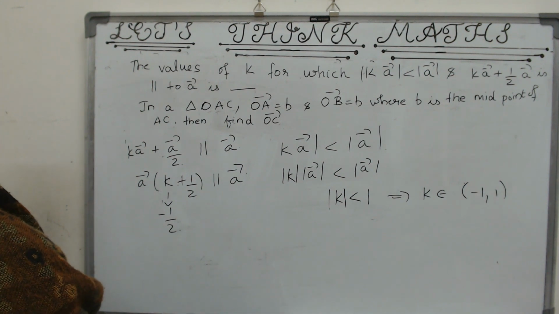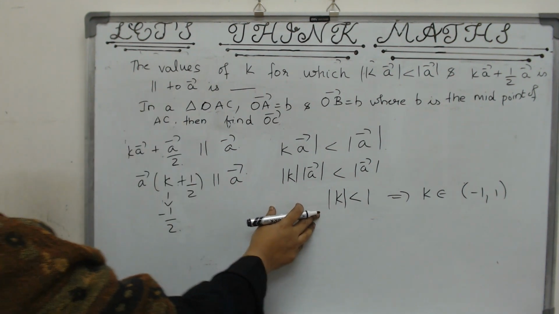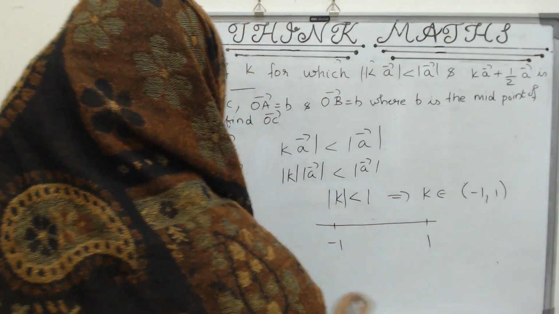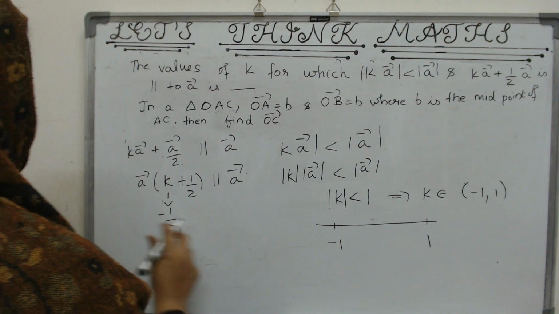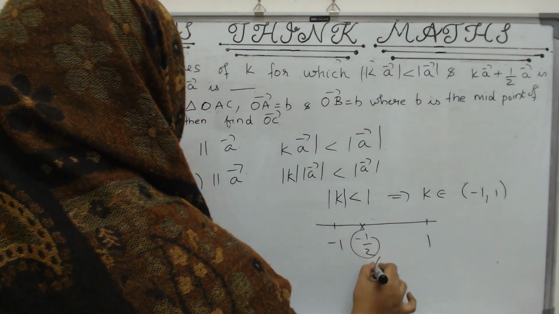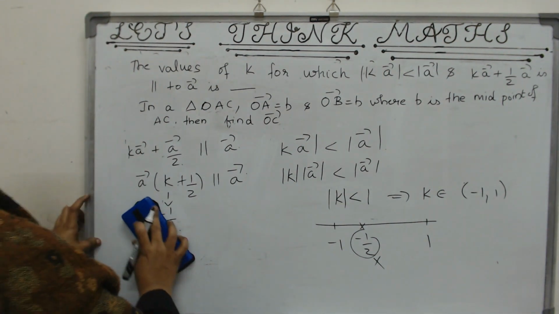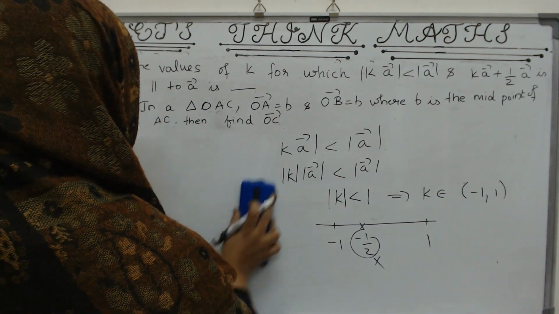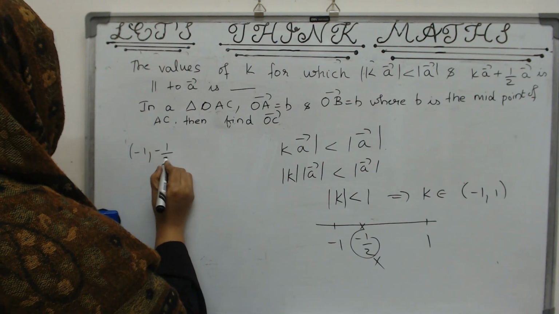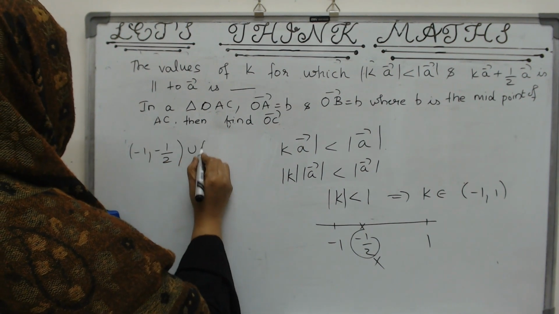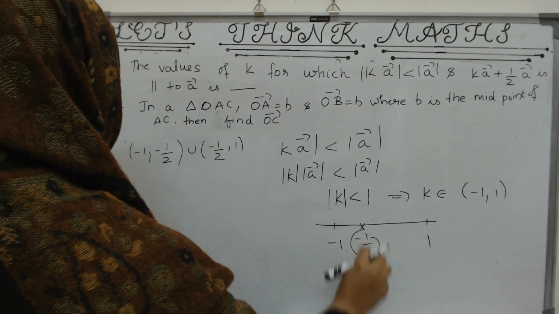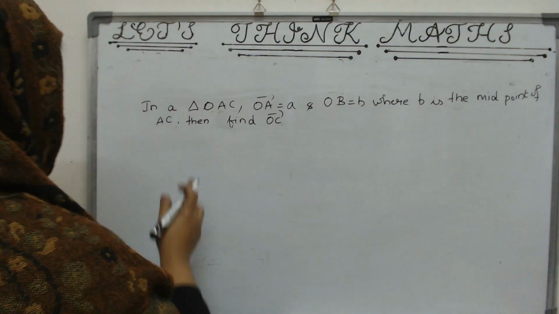That we cannot have. So the first inequality tells us that we need the interval minus 1 to 1. The second condition tells us we cannot have minus half. We should remove that. So those are the values that k can take. It can take the values from minus 1 to minus half, then from minus half to 1, all the values except minus half.